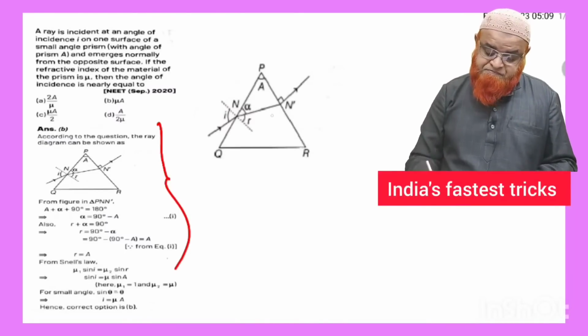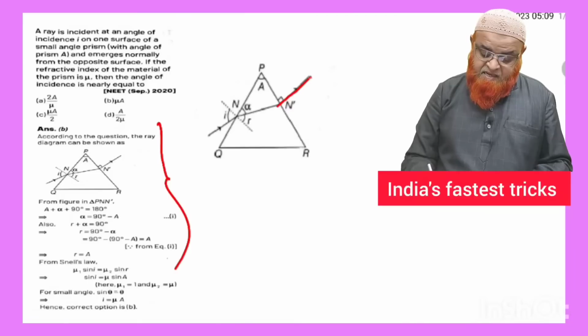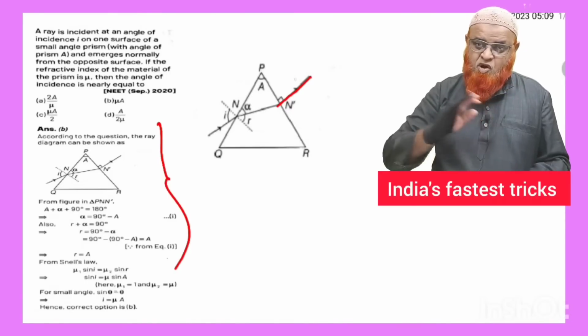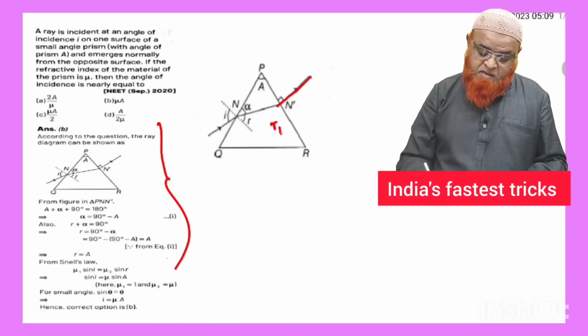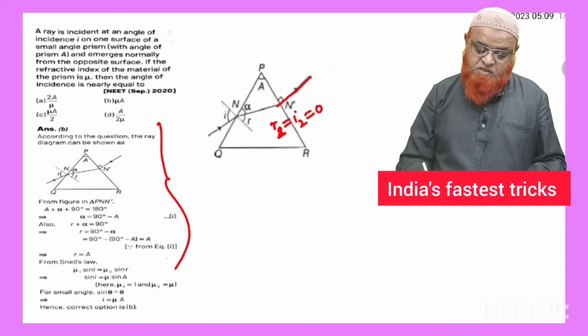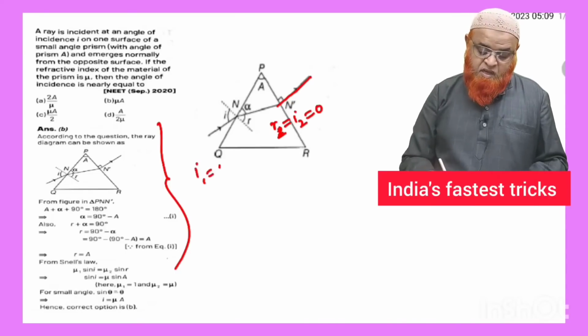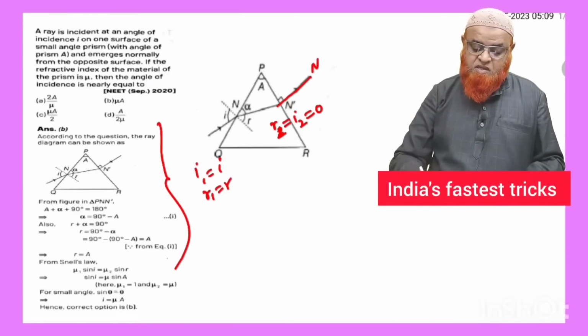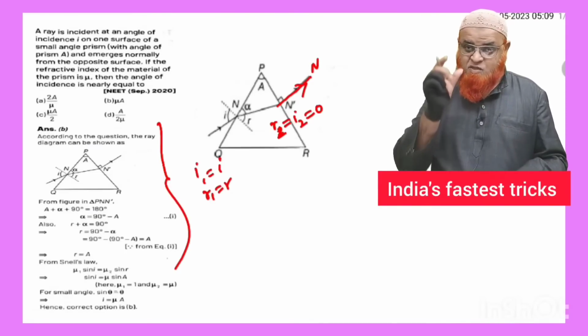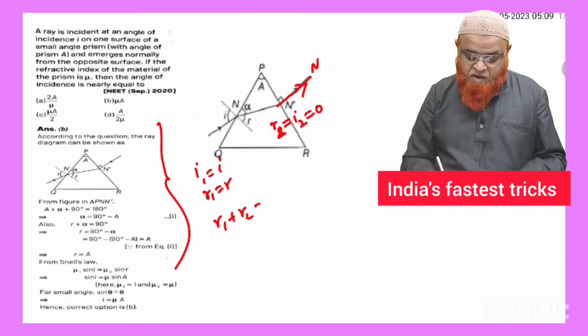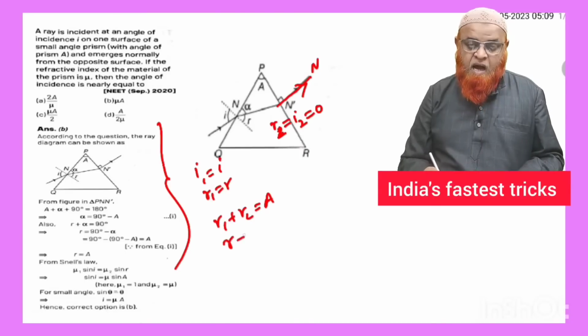Now you can see here, as the light ray is entering normal to the surface PR, we can take R2 equal to I2 equal to 0. Here I1 is equal to I, R1 is equal to R, whereas I2 and R2 are 0, because the ray is going in the normal direction. You all know that there is one identity in the prism, that is R1 plus R2 is equal to A. R1 means R, R2 is 0, so R is equal to A.